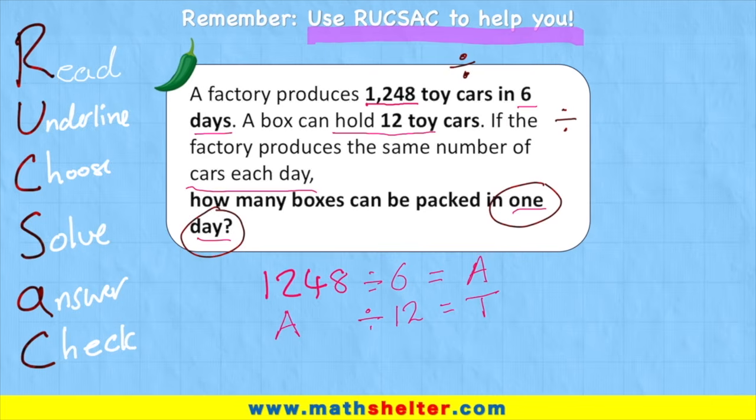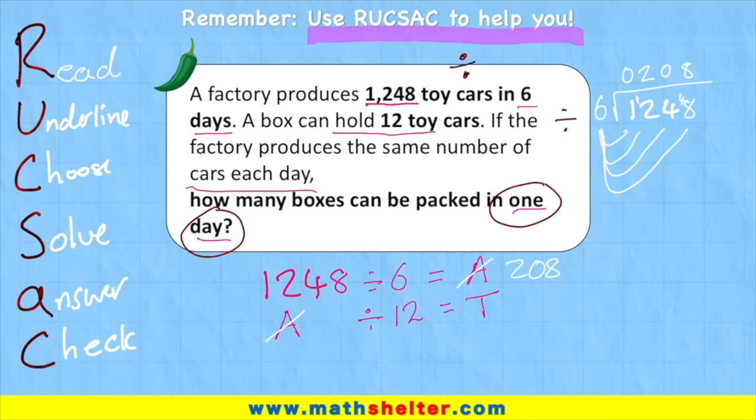And I'm going to use my bus stop method over here, 1,248 divided by 6. How many 6s are there in 1? Well, I can't do that. How many 6s therefore in 12? There'll be 2. How many 6s are there in 4? Can't do that. How many 6s in 48? There are 8. So my answer can now be replaced with 208. Therefore, this answer is also 208.